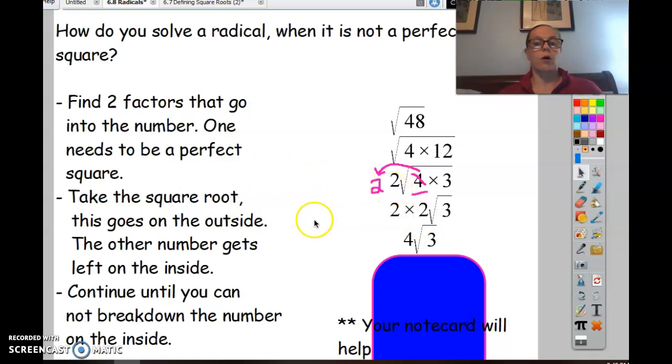That number will always go on the outside. Okay? Once you take the square root of a number, remember, it doesn't go under the radical symbol. And you will keep breaking it down until the number on the inside is a prime number or has no perfect squares as factors. All right, so let's do some more practice problems here.